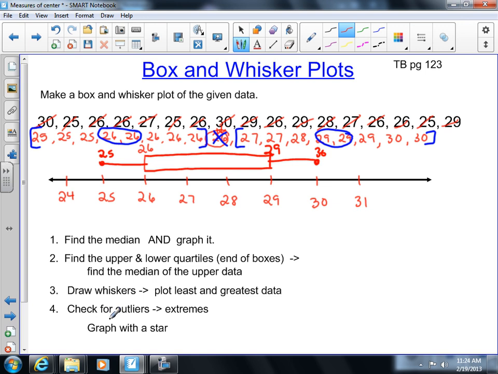But you want to look for really big extremes, which are called outliers, and you graph those with an asterisk. Let's say I would have had a number 50 in here. I would have put it out here, and that would have been your outlier.